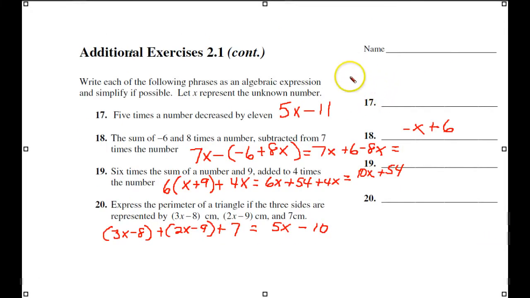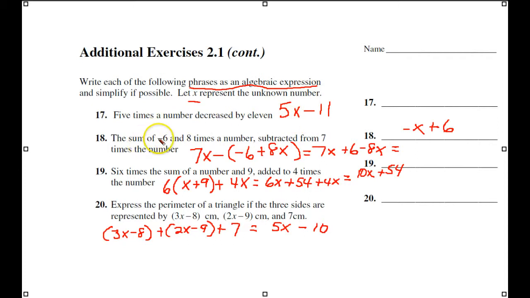So in these next few, again, we are dealing with phrases that we will convert to algebraic expressions. So this is English into algebra. And we're going to use the letter x to represent the unknown. So 5 times a number, 5x, decreased is subtraction by 11. And that can't be simplified anymore.